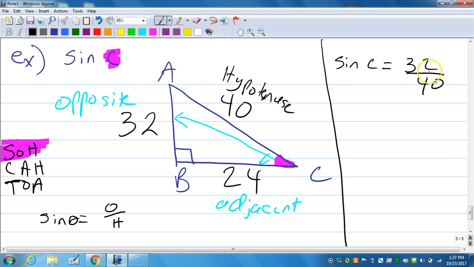And then just figure out if you can reduce these numbers. And yeah, I can reduce them. If you don't know how to reduce, put it in the calculator, and the calculator will reduce for you. But you should know how to reduce. You can divide each of these numbers by 8. 32 divided by 8 gives you 4. 40 divided by 8 gives you 5. So the sine of C is 4 over 5. And you're done.